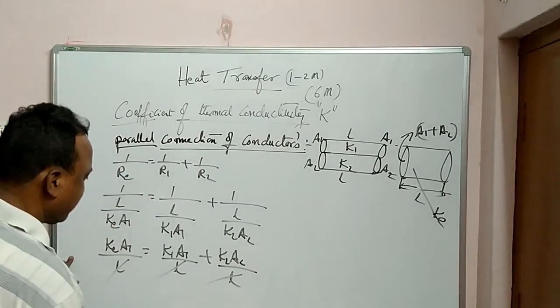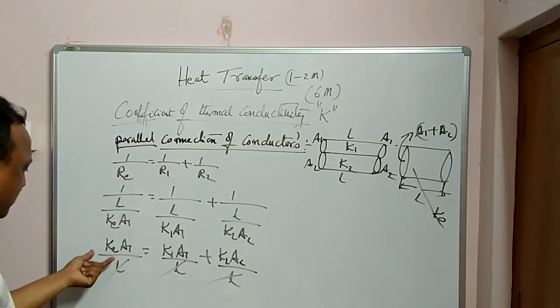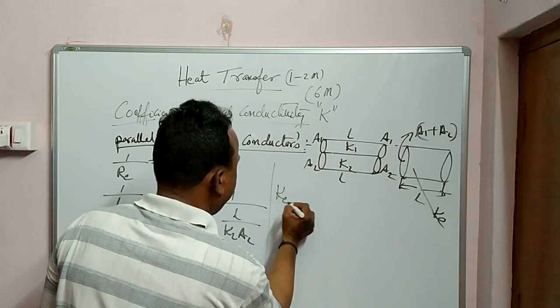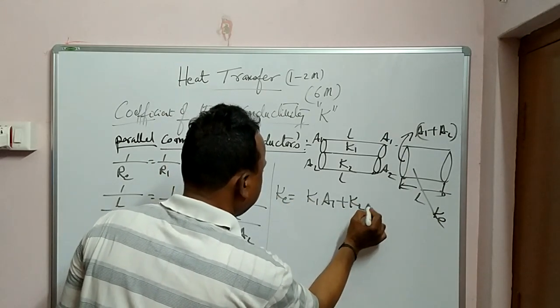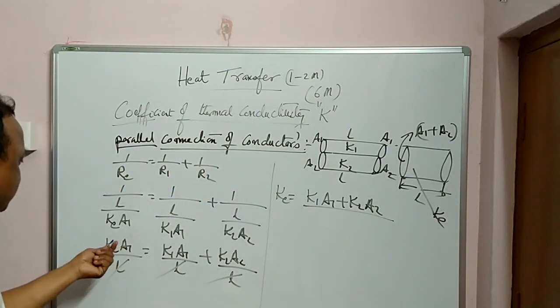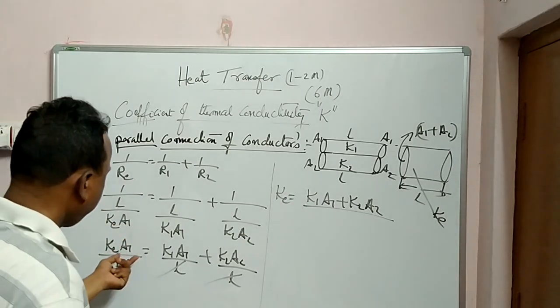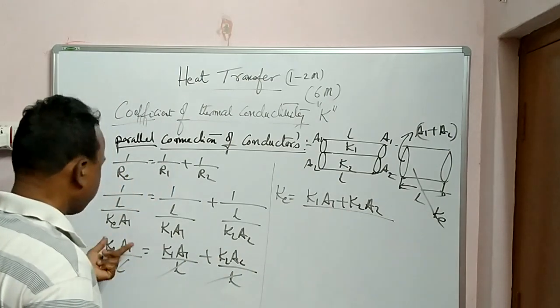So L you can cancel on the left hand side and right hand side, and here we want K effective. So K effective is equal to K1 A1 plus K2 A2 by A. Finally, what you got is K1 A1 plus K2 A2 by A, and that is it.